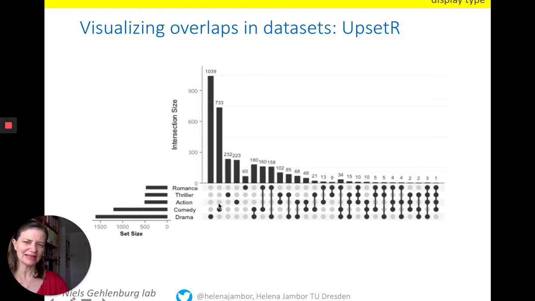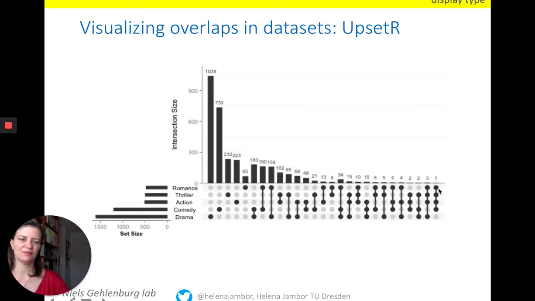So in this case, this is the overlap of different kinds of movies. So you have romance movies, thriller movies, action movies, comedy movies, and drama movies. So these are your different data sets, your categories. Here they also visualize the set size, which before we showed by the area of the circle. And up here you can see the intersection size.